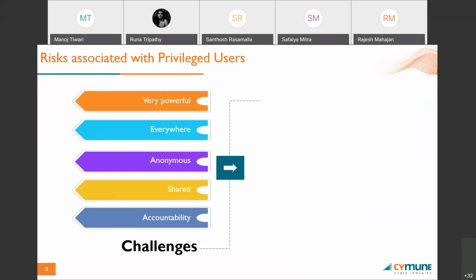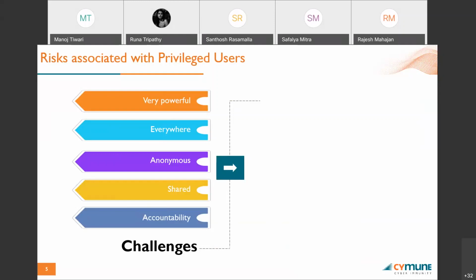And second, these accounts are everywhere. You can find them in every device, be it your network device, your database, your application. Across your IT landscape, you'll find these privileged accounts. And most of the time, these accounts are anonymous also. Anonymous in the sense they don't have any owner, right? They are very generic. These accounts are named like root, administrator, admin1, admin2, and you don't have any owner. So these are anonymous, so you don't get accountability for these anonymous accounts.